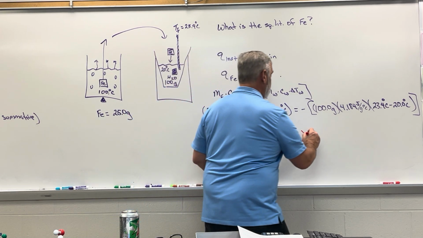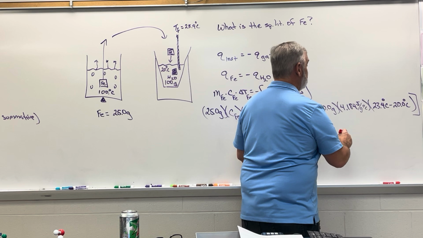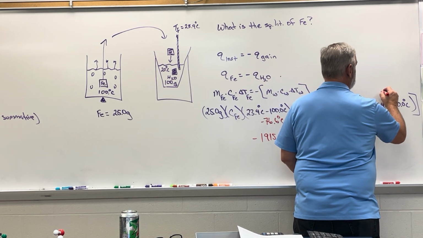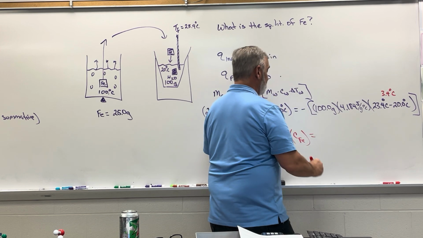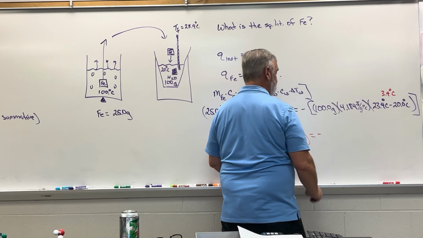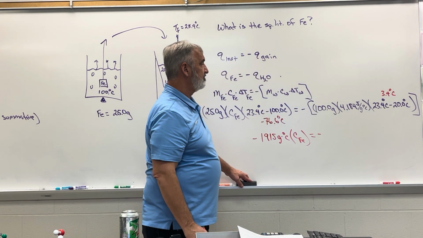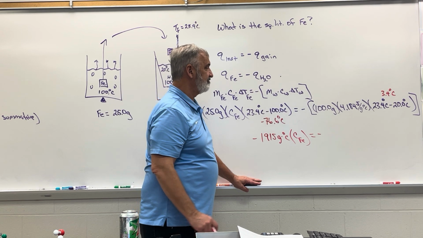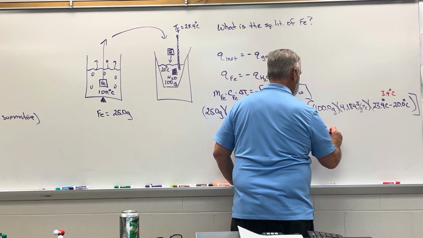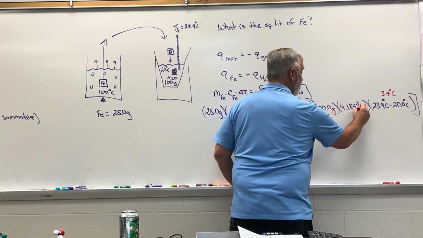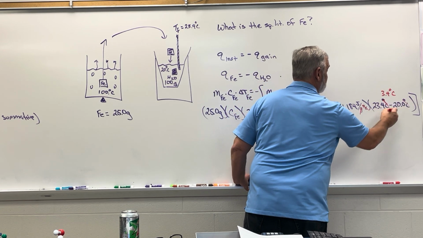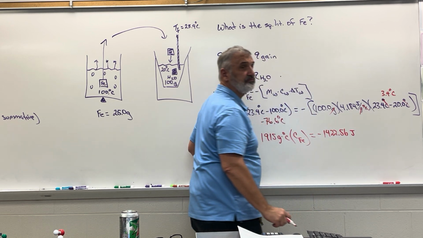is equal to, and then just multiply all this out, but this is going to be 3.4 degrees Celsius. So what is all of this going to equal? Negative 1422.56. And now grams cancel, degrees Celsius cancel, so we're left with joules over here.